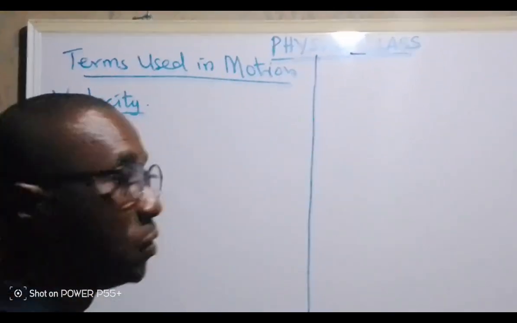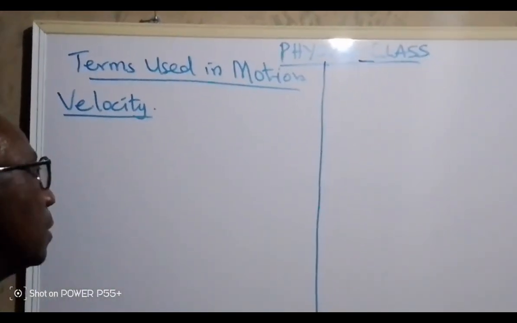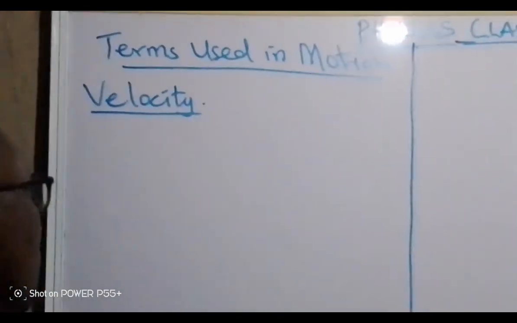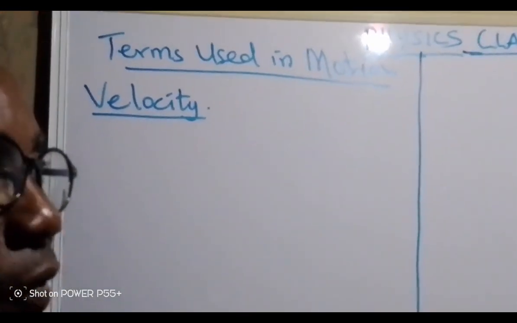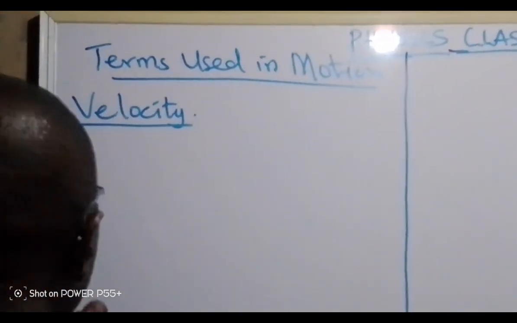We want to continue with our topic, that is terms used in motion. In our last lesson, we discussed speed. Now let's move to velocity. We have various definitions of velocity.